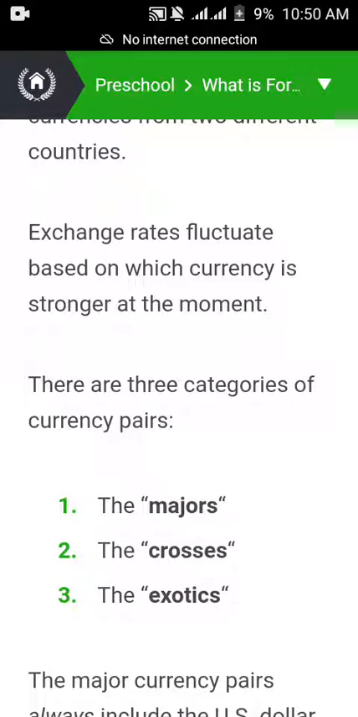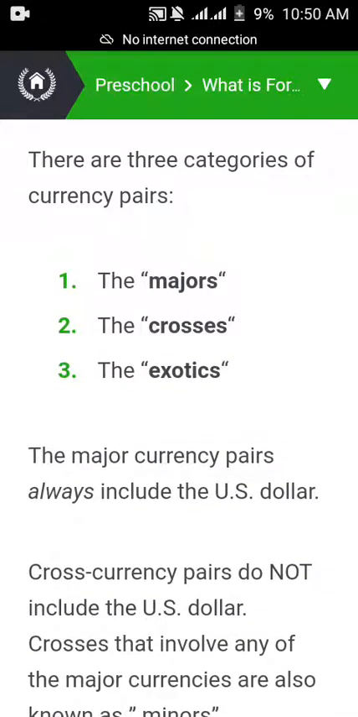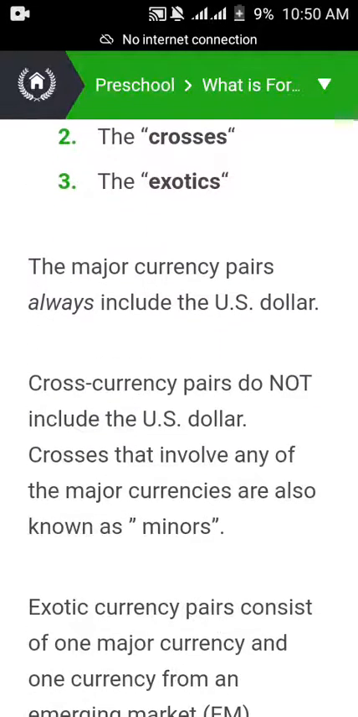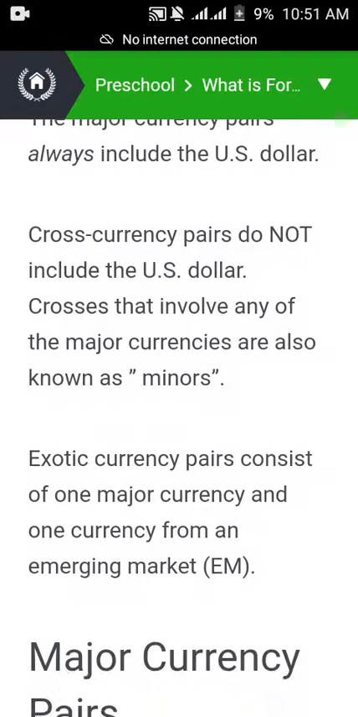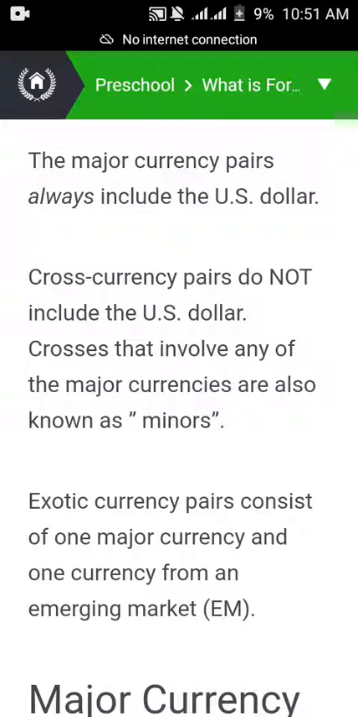There are three categories of currency pairs. 1. The majors. 2. The crosses. 3. The exotics. The major currency pairs always include the US dollar. Cross currency pairs do not include the US dollar. Example, the euro and the Japanese yen, and also the Great British pound and the New Zealand dollar. Those are examples of the cross currencies.